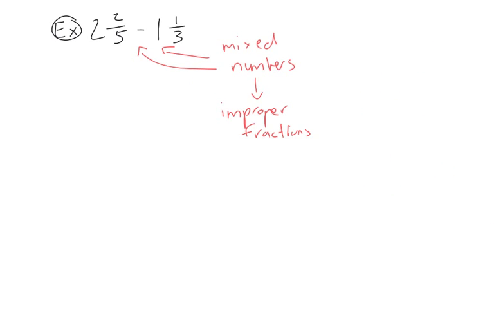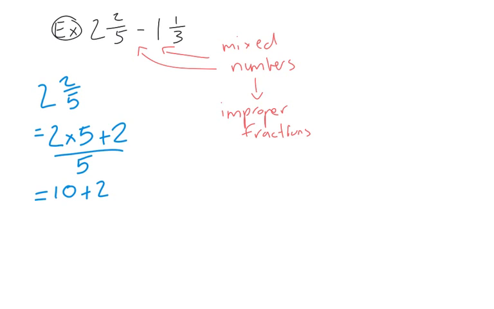We're going to first take a look at 2 and 2 over 5. So we're going to take 2, multiply it by 5, plus 2. The denominator stays the same. Remember, you want to use your BEDMAS. 2 times 5 is 10, plus 2 over 5. 10 plus 2 is 12, and the denominator stays the same.